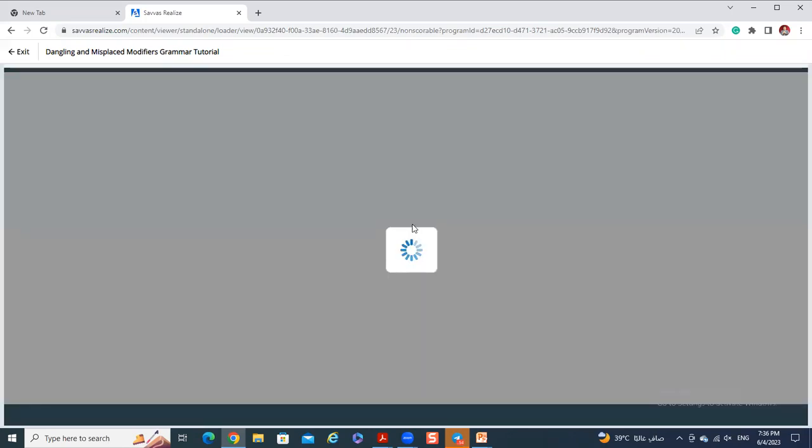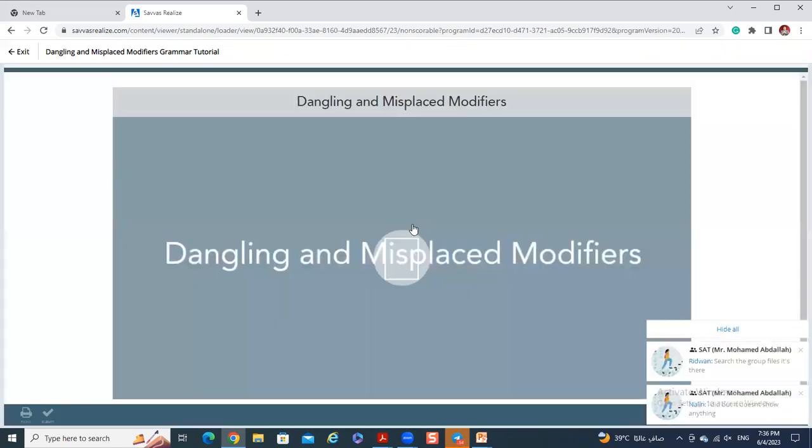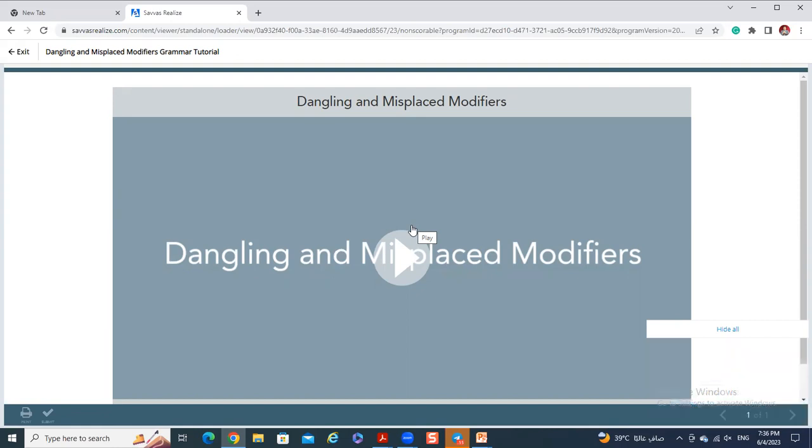Dangling, it's a kind of participle. What does it mean? What is the participle, and what is the difference between participle and gerund? Take care of that. The participle is a form of a verb, but it's not a verb, that ends with ing, ed, or en. It comes at the beginning of the sentence, and it doesn't modify the word that comes after the comma.